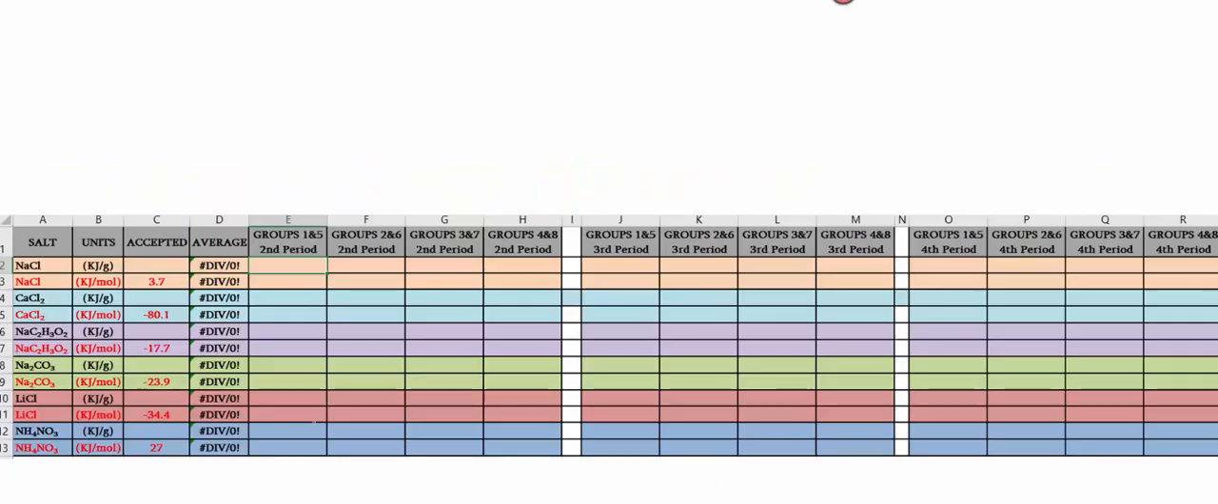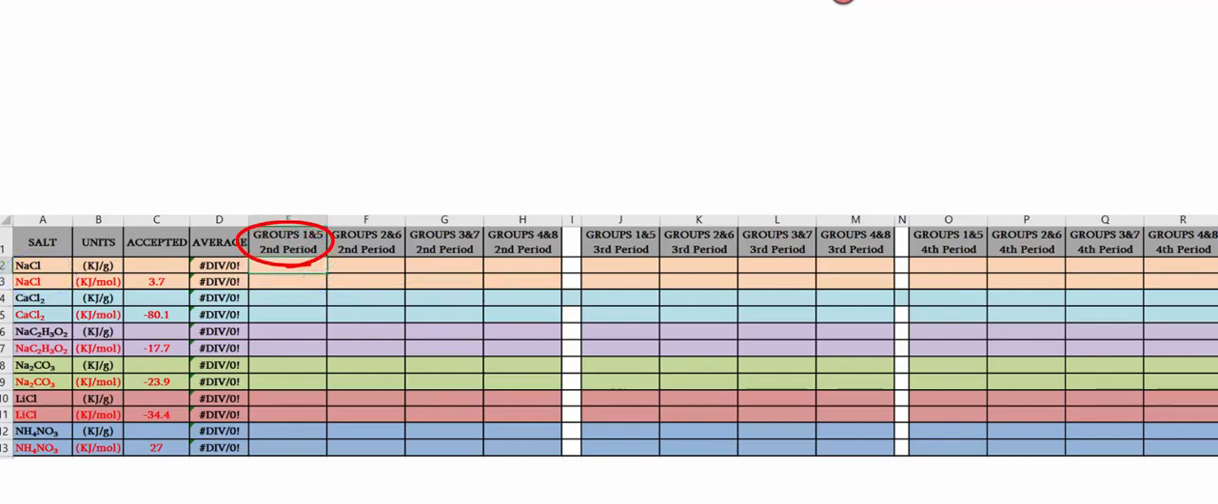Spreadsheet looks like this right here. So if you were in second period, you're going to focus on this group right here. If you're in third period, you're going to focus on this group, and in your fifth period, you're going to focus on this group. So for second period, if you were in group 1 or 5, you go down to your salt and put it there. I don't remember what group 1 had, but if it was NaCl, you would put your kilojoules per gram value that you calculated right here and your kilojoules per mole for salt right here, or NaCl.